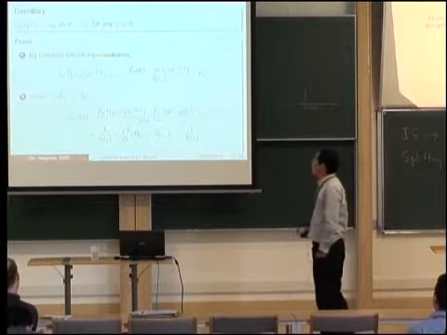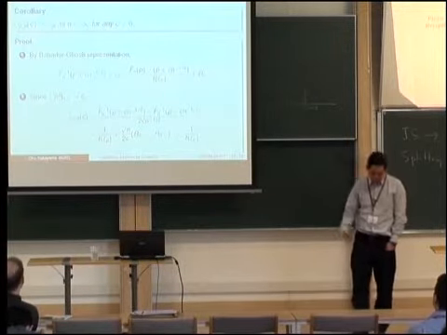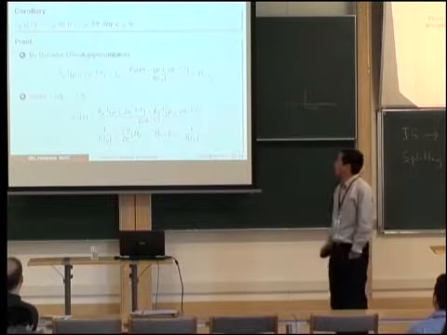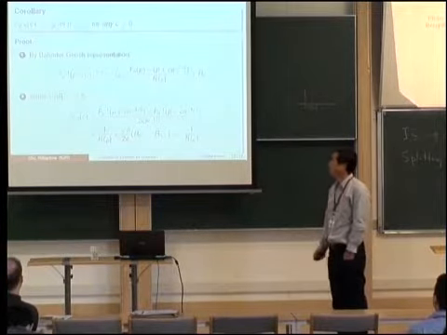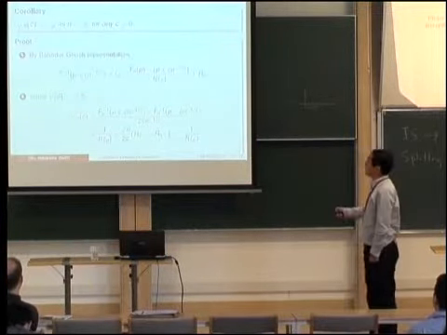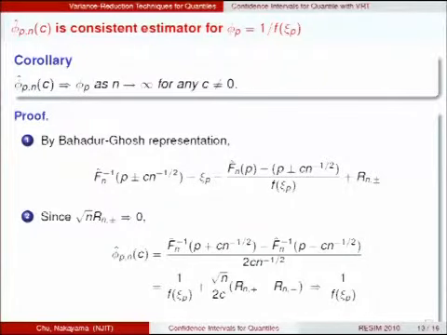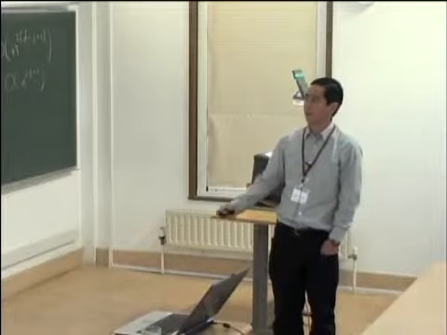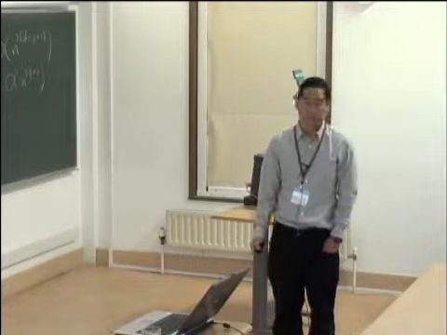As I mentioned before, the way that we proved consistency of this estimator was by using this Bahadur representation. So here was our finite difference estimator of 1 over the density function evaluated at the true quantile. This corollary says that it converges weakly to the true value that we want it to. Once you've established the Bahadur-Ghosh representation, it's fairly straightforward to show that this is consistent.